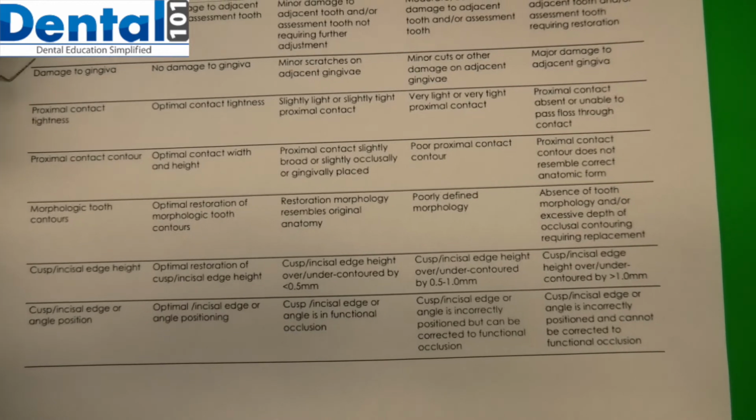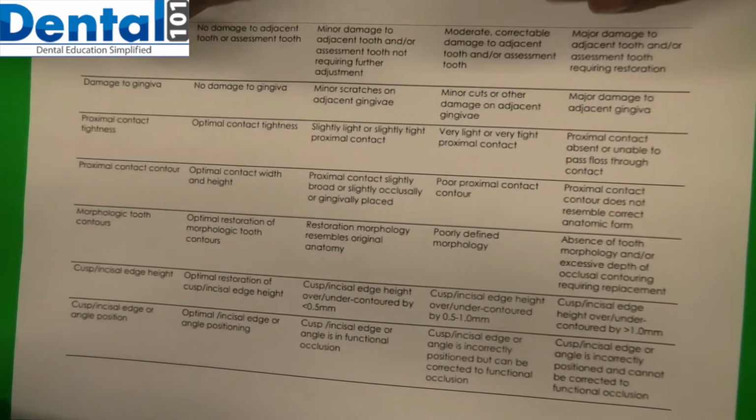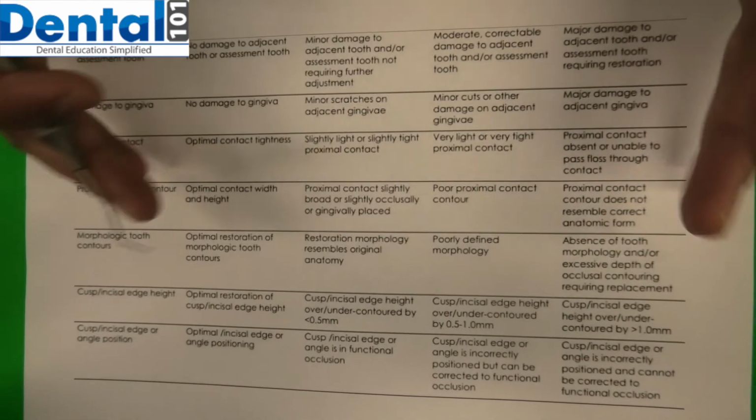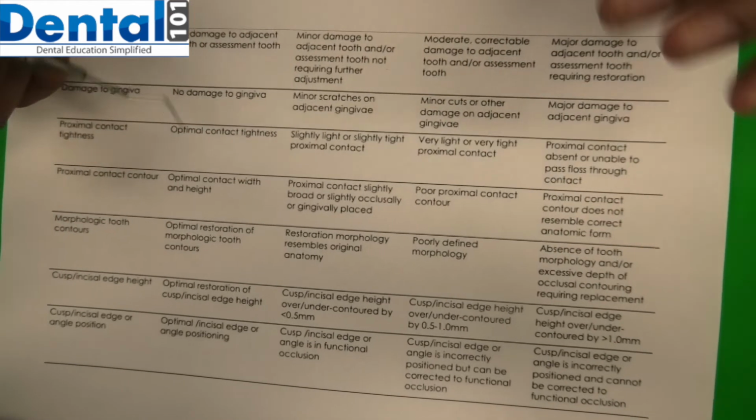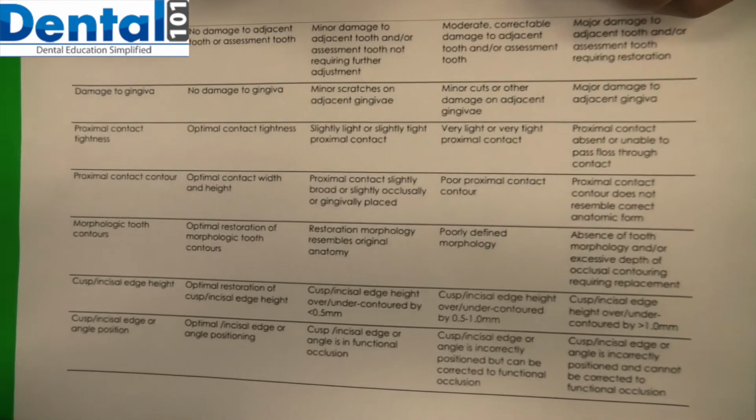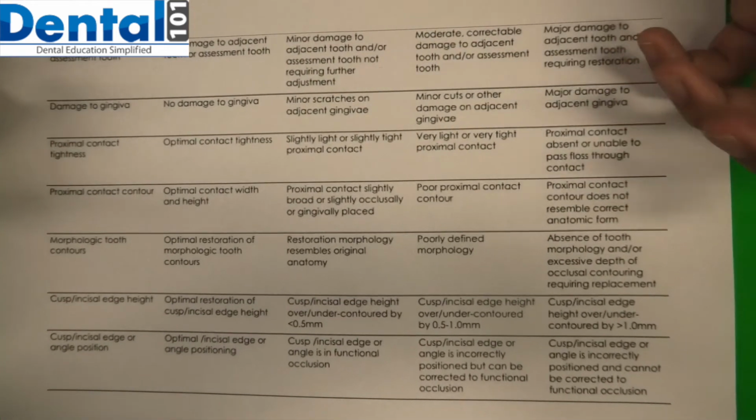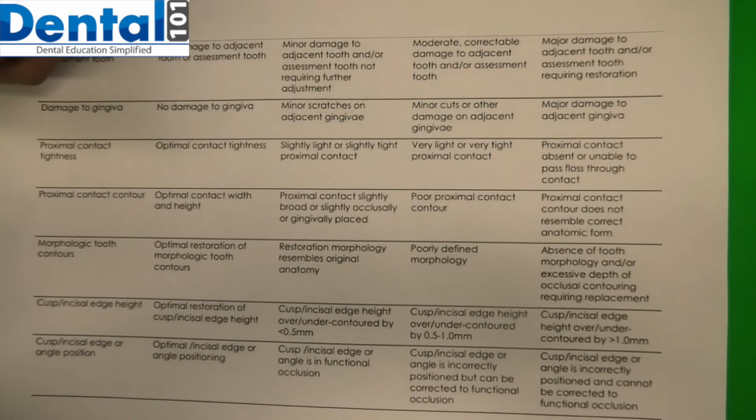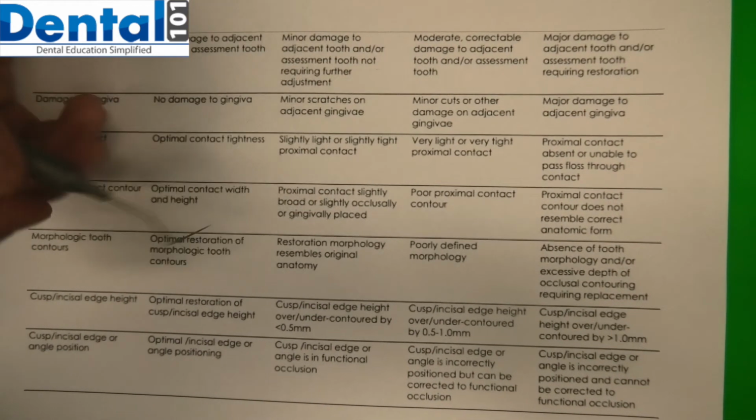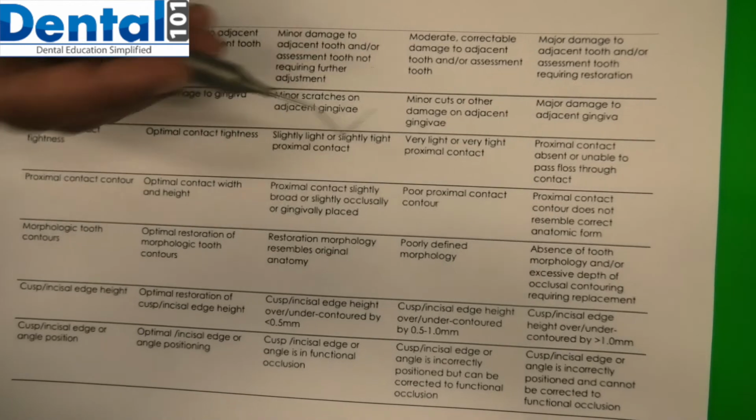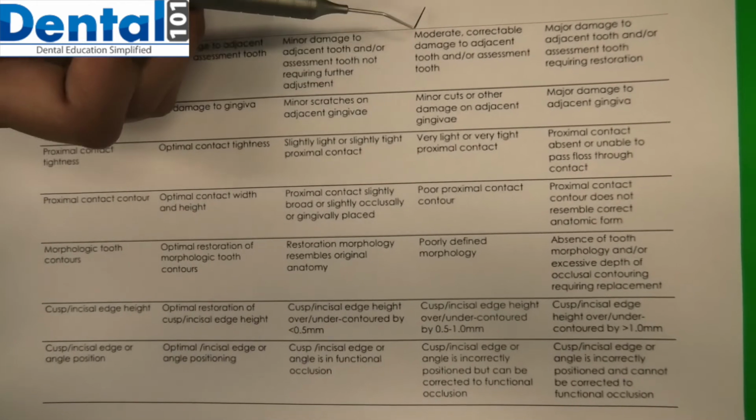Alright, and then we move to damage to gum. Again, it's the same. While adapting your bands or while doing finishing and polishing, be careful, do not damage your gums. Okay, so in this case I can't see any damage to the gum. So it comes under very good. If there are any minor scratches, then it comes under satisfactory. But if there are major cuts, then it comes under borderline.